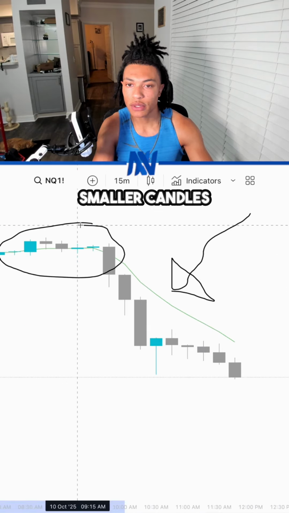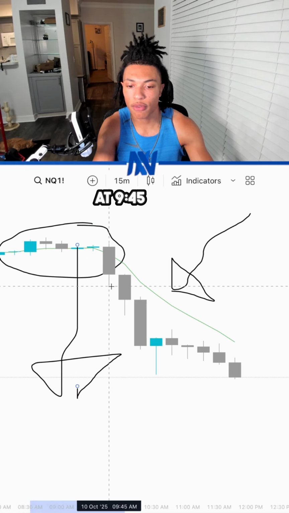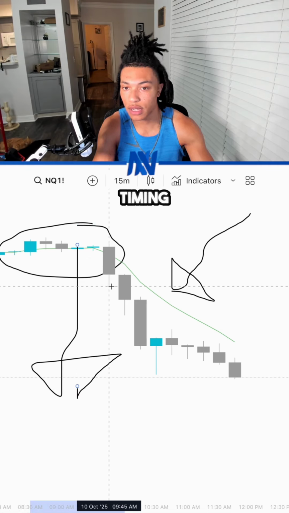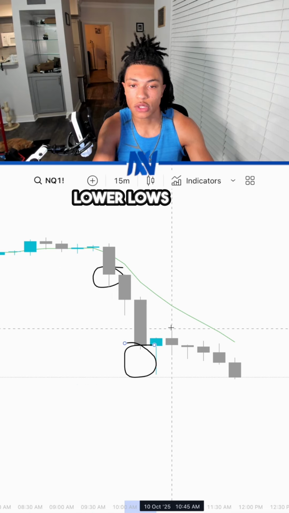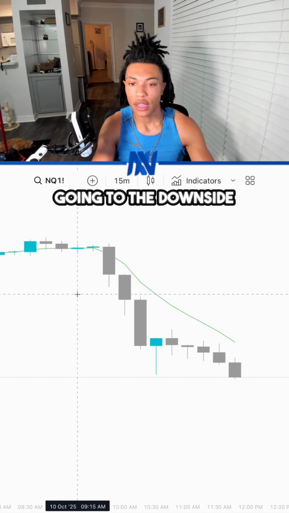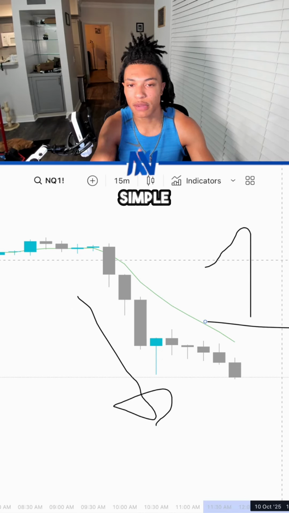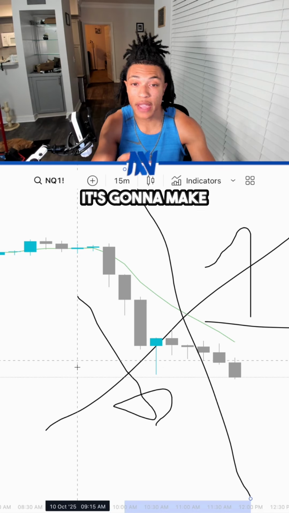We have these smaller candles right here, and then boom, we have a massive break to the downside at 9:45 in the morning Central Standard Time, and we see the lower highs and lower lows being formed under this 8 EMA, which signals a bearish trend going to the downside. And since we've established that trend, we need one more thing to happen, and it's very simple, but if you get it wrong, it's going to make or break your trade.